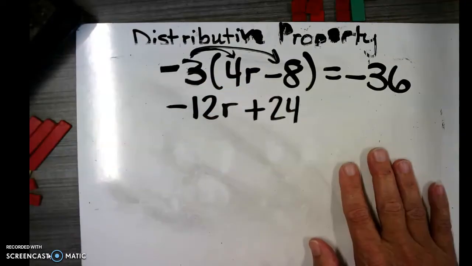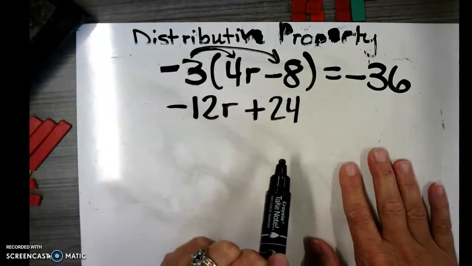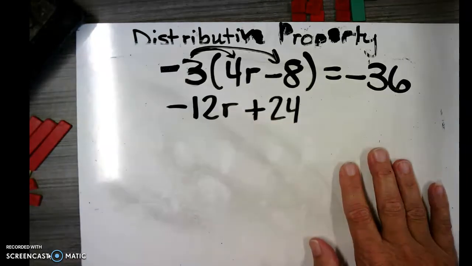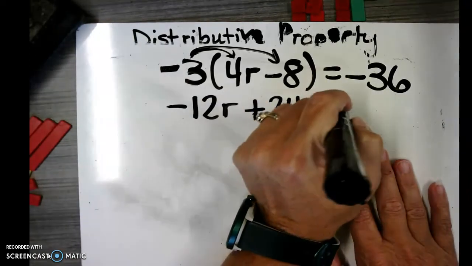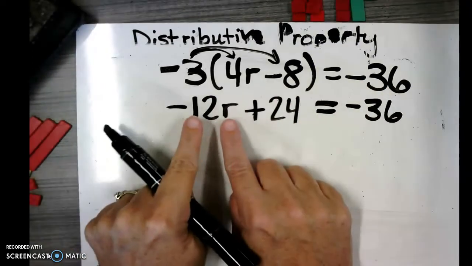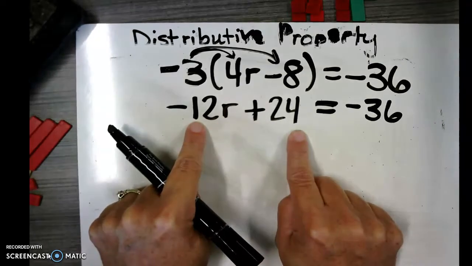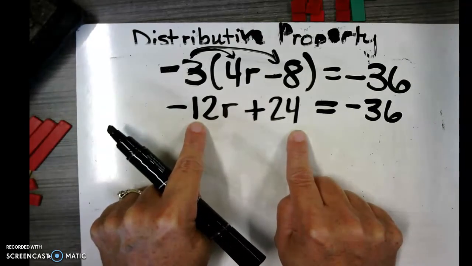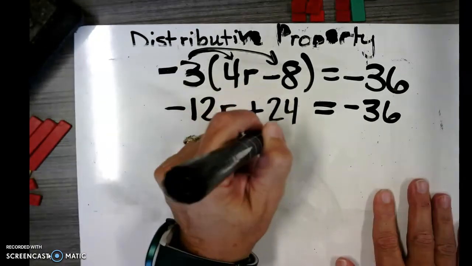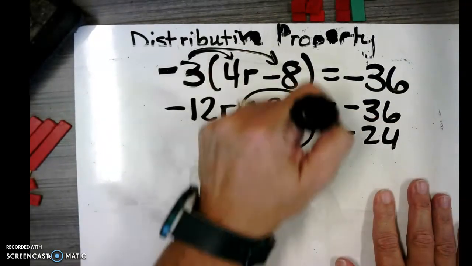You can look at it two ways. You can look at it, a negative times a negative is a positive, or you can look at it the opposite of the negative. The opposite of the negative is a positive. Then I bring down the negative 36. I want to isolate my r variable, which means I need to move the positive 24 by using inverse operations. The inverse operation is going to be to subtract 24 from both sides. That zeroes it out.